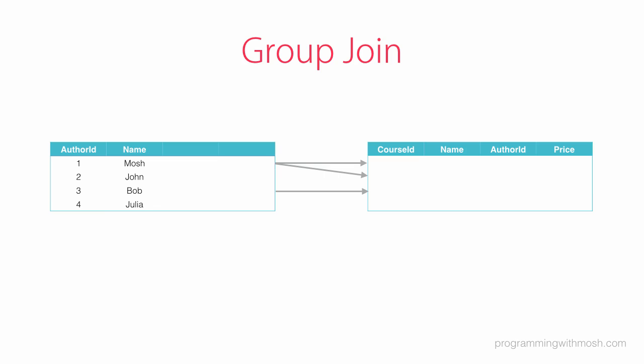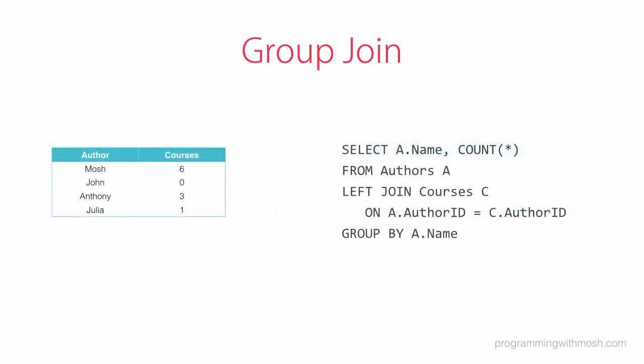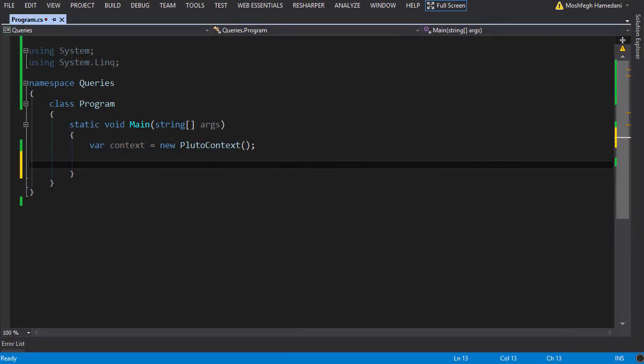Next, group join. So as I told you in the last lecture, group join is useful in situations where in SQL we do a left join between two tables and then use count, aggregate function, and group by. So let's say we want to get all authors and count their courses. So back here, we want to join authors with their courses.